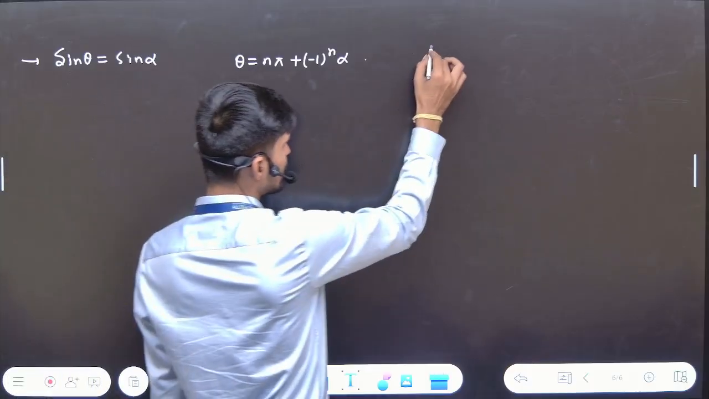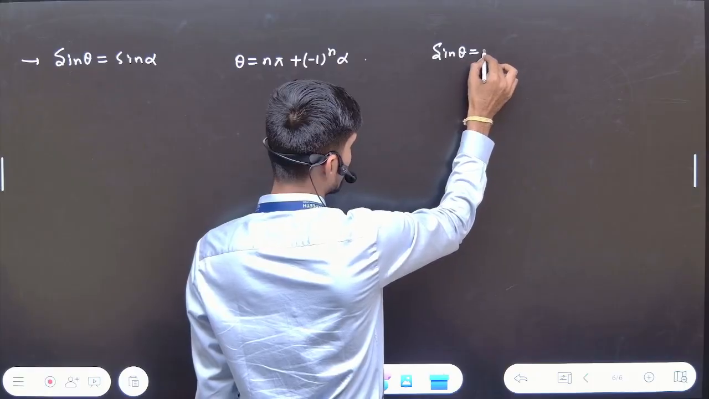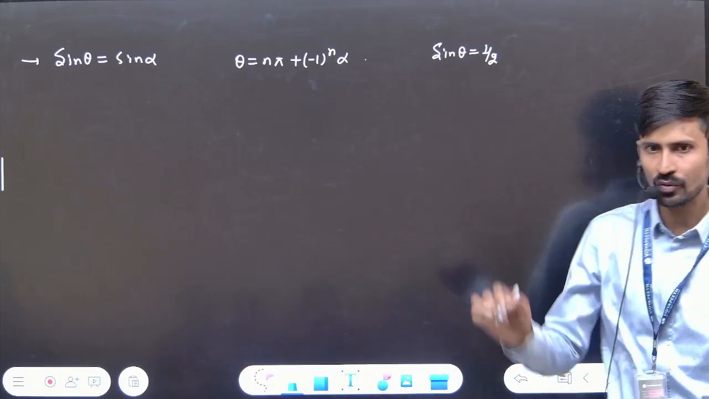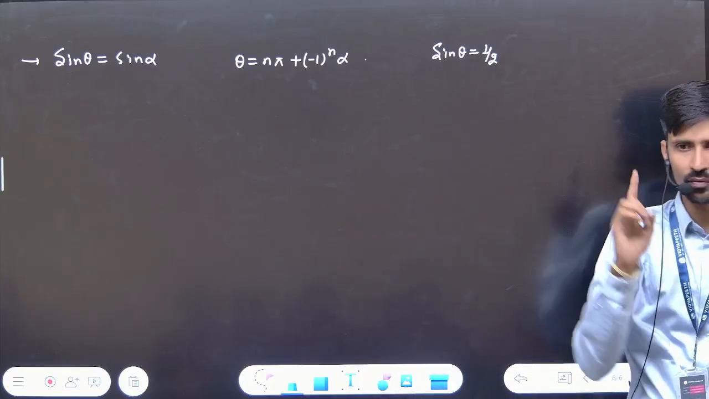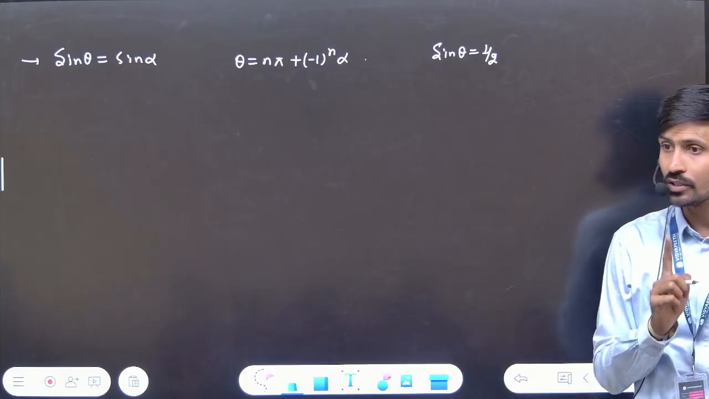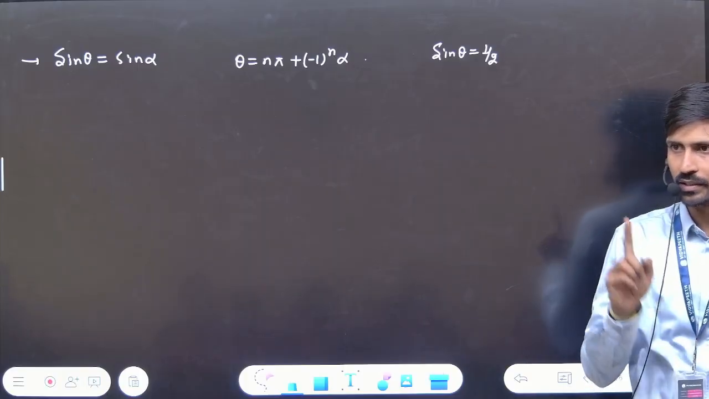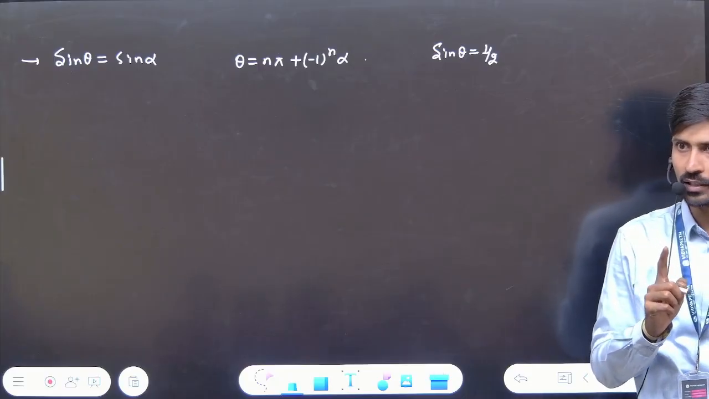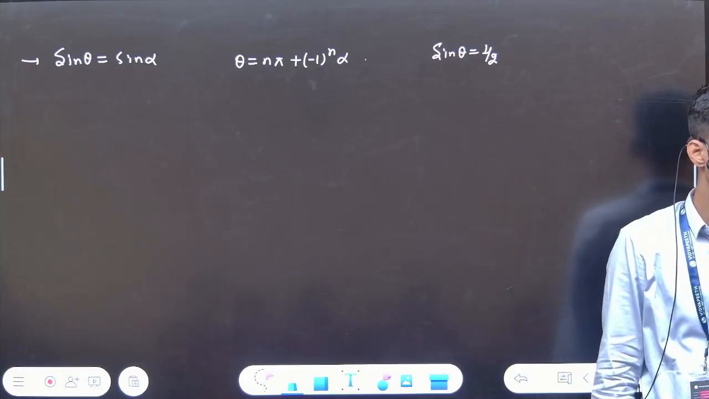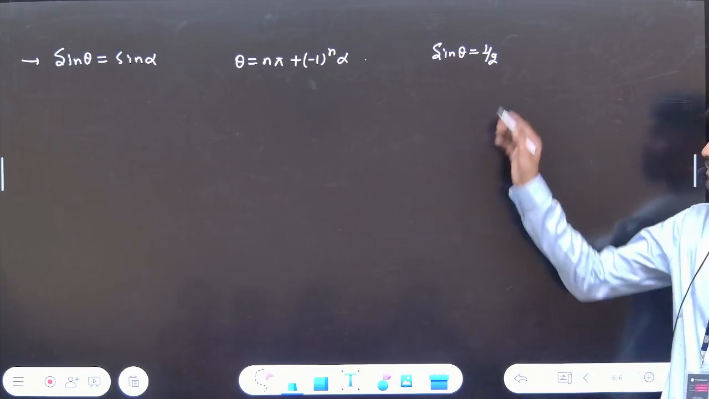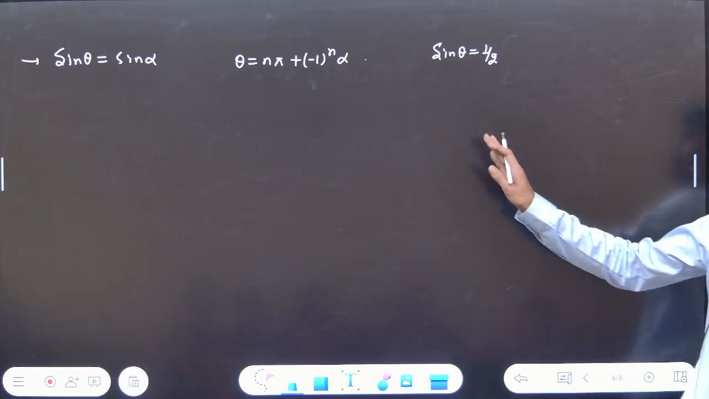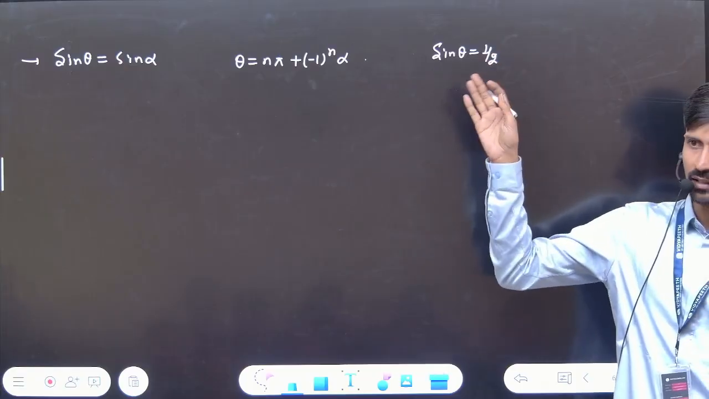So suppose I am asking sine theta is equal to 1 by 2. You know how to write the principal solution for this. First, sine theta is positive in the first quadrant and second quadrant. Sine theta is 1 by 2, the first quadrant angle will be 30 degree. Theta will be 30 degree. And in the second quadrant that will be pi minus 30, 150 degree. Yes or no? We got 2 angles. But now the question is, sir, I want to find all infinite angles.